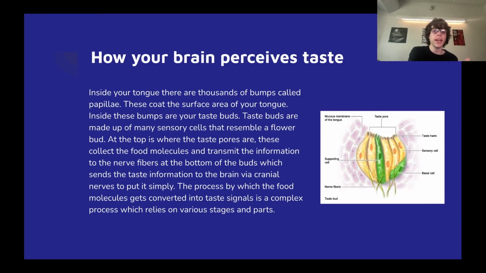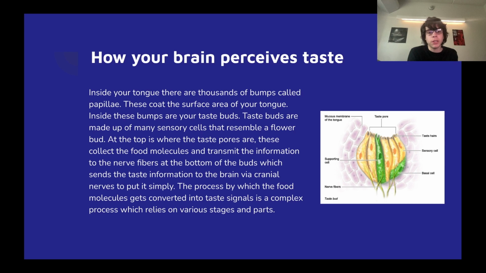So, how your brain perceives taste. Inside your tongue, there are thousands of bumps called papillae. These coat the surface of your tongue. Inside these bumps are your taste buds. Taste buds are made up of many sensory cells that resemble almost a flower bud, as you can see in the diagram. At the top is where the taste pores are. These collect the food molecules and transmit the information to the nerve fibers at the bottom of the buds, which send the taste information to the brain via cranial nerves, to put it simply.